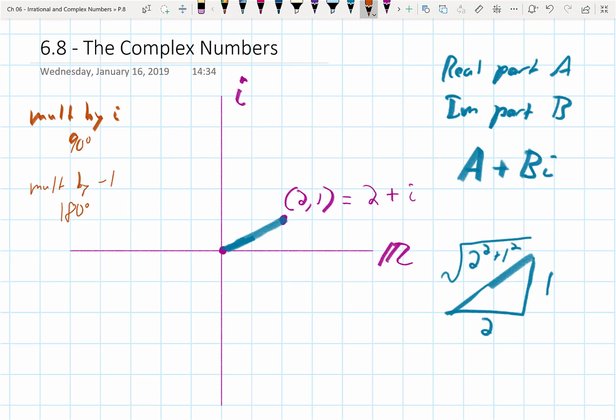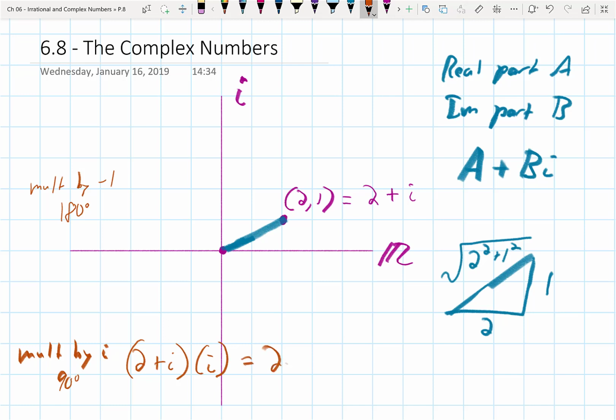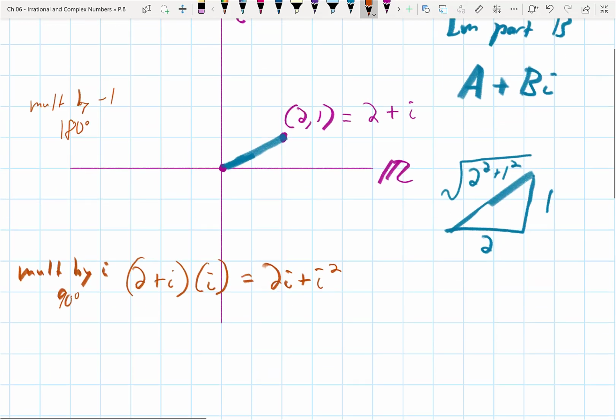So let's see what happens when I take this multiplication by i, 90-degree rotation. I'm going to move this down here, and we're going to do that to 2 plus i. 2 plus i, and we're going to multiply it by i. Well, this distributes. 2 plus i times i is 2i plus i squared. But i squared is -1. And if I reorder this, I get -1 plus 2i. And I'm reordering it so that it matches a plus bi.